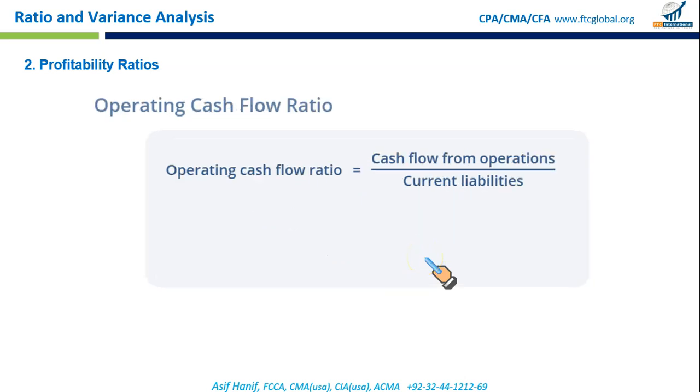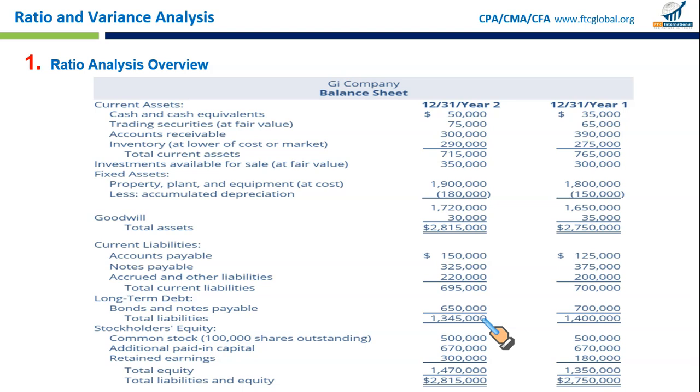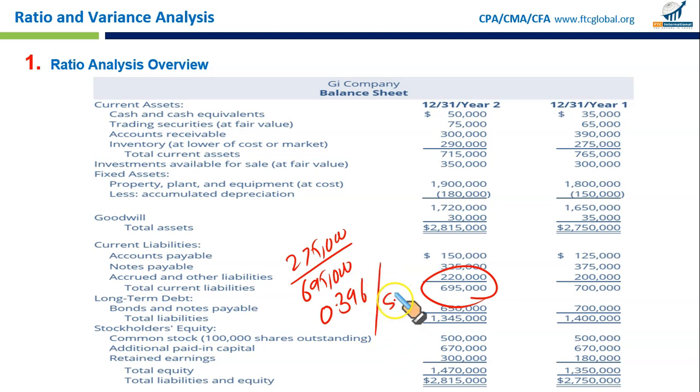Next, we have the operating cash flow ratio. That is again one of the profitability measures, where your 275 is your cash flow from operations, and your current liability is 695. So the result is 0.396. That means for every $1 of liability, the business has generated 0.396 in cash from operations. Again, is it good or bad? We can't say unless we have some comparator.